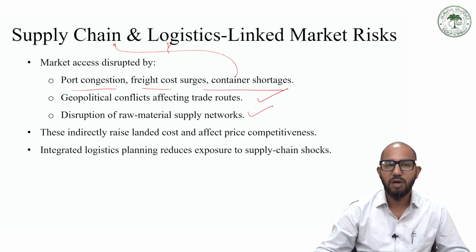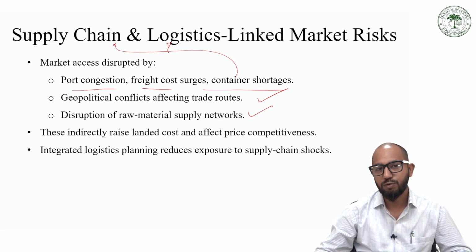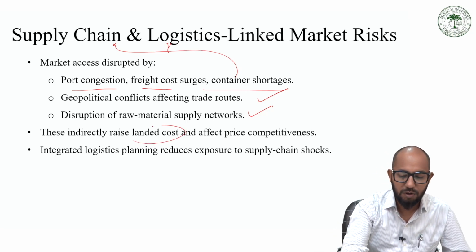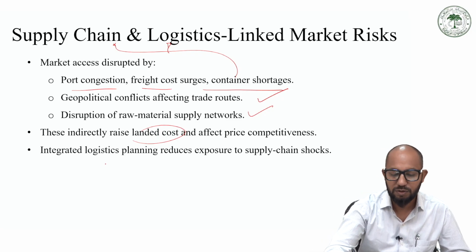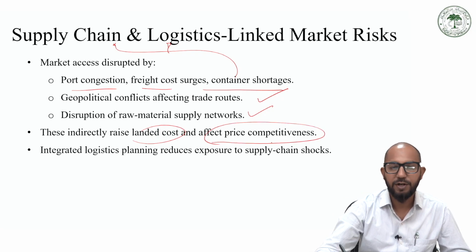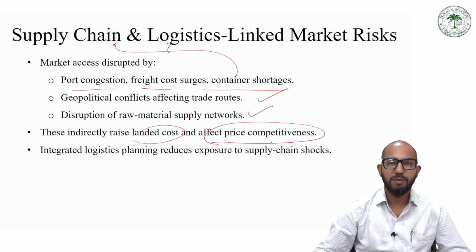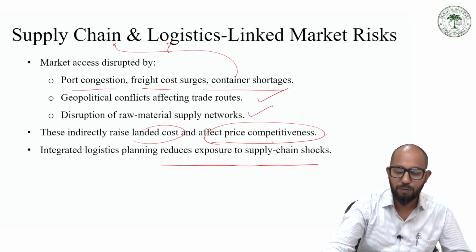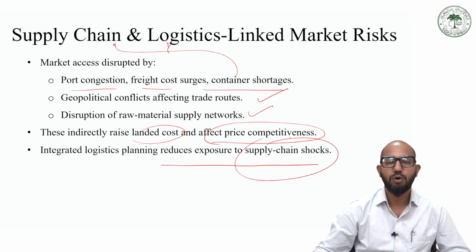So these are all examples associated with market risk, but they specifically deal with supply chain or logistics issues. All these types of risks indirectly raise landed cost, that is, the cost of landing the goods, and affect the price competitiveness of the exporter. Similarly, integrated logistics planning reduces exposure to supply chain shocks as well.